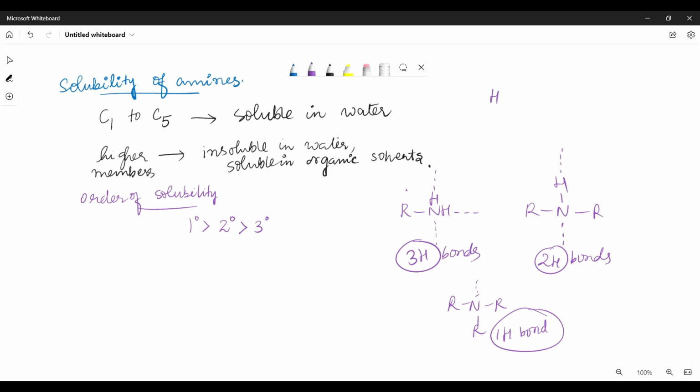You know, water also has hydrogen bond, correct? H2O. Water also has hydrogen bond like this. So when they are added into water, they can easily form hydrogen bonds. Whichever amine can easily form hydrogen bond is going to be more soluble in water. That is all we have to know.